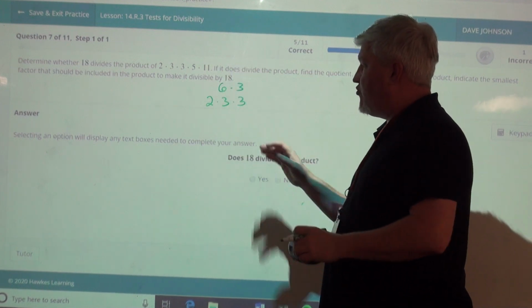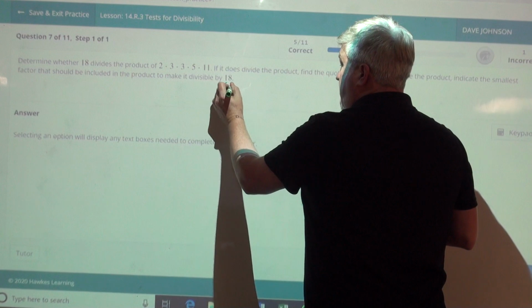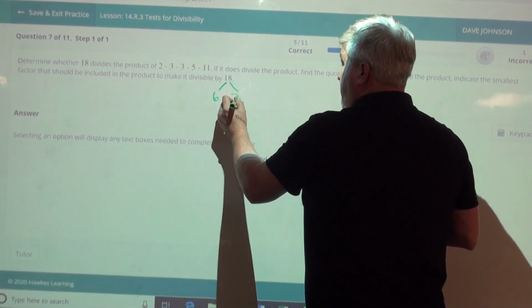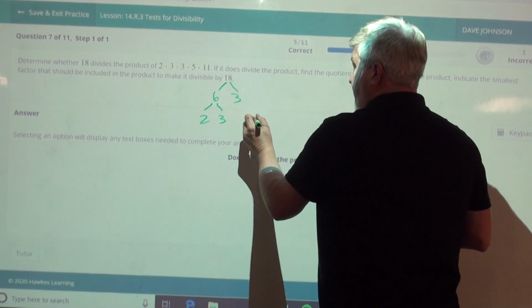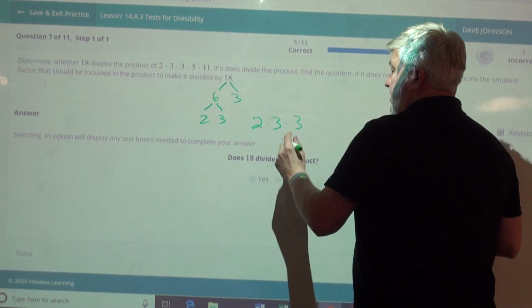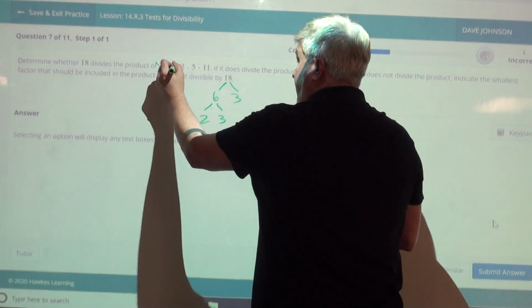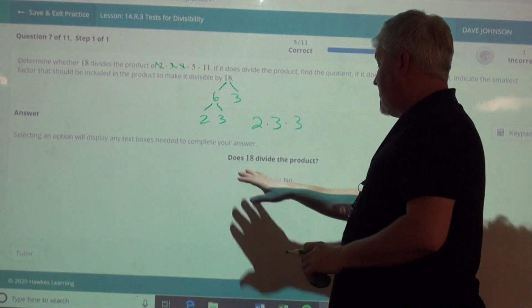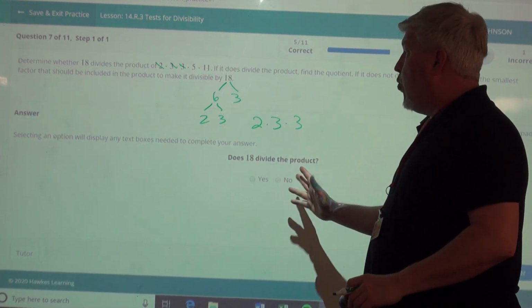So we're doing a factor tree here. That's what I'm going to call this. I didn't do this in the last one. We're going to do a factoring tree. You can do 6, you can do 3. 3 is done. 6 goes to 2 and 3. So I have 2 times 3 times 3. Do I have 2 times 3 times 3 here? I do. Right here, right here, and right here. So the answer is, does 18 divide the product? Yes, it does.